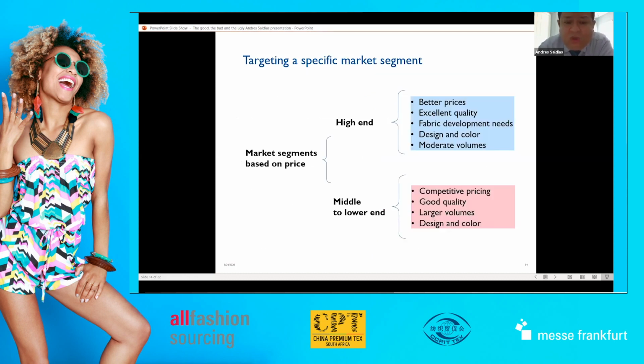As far as how we market, what kind of buyers are we looking for according to our factory capabilities? Either we're going to go to the high end, which means better prices, excellent quality, fabric development supply, design and color, and smaller volumes. Or you have buyers in the middle to lower end. This is more related to competitive pricing, CMT mainly, of course good quality, larger volumes, some kind of designs and colors, but of course the prices are not as good as the high-end market.